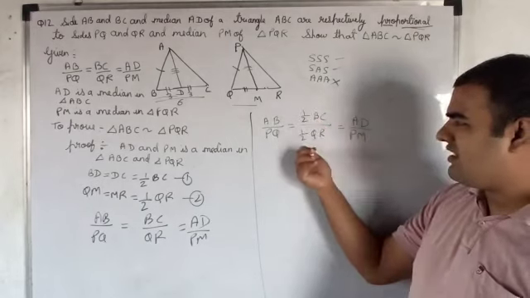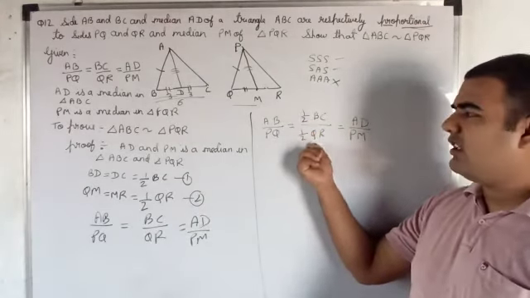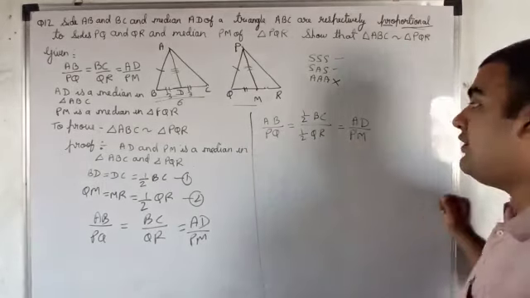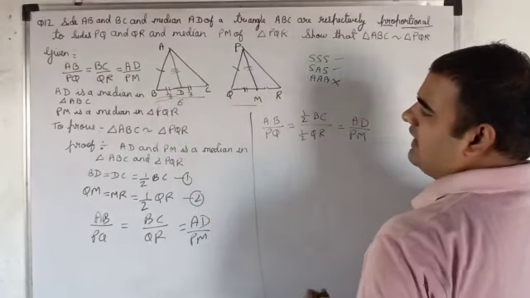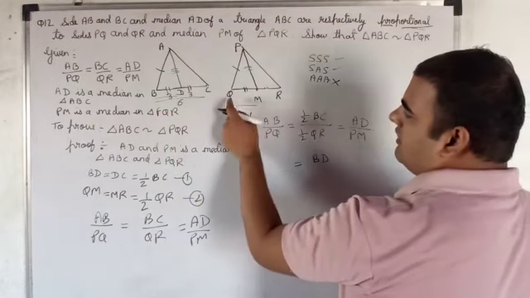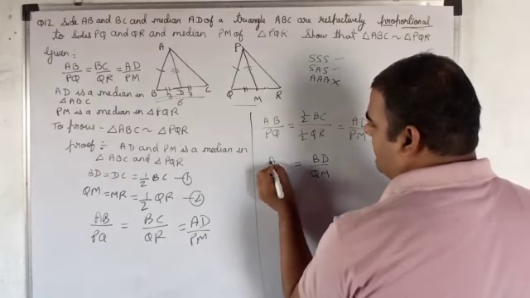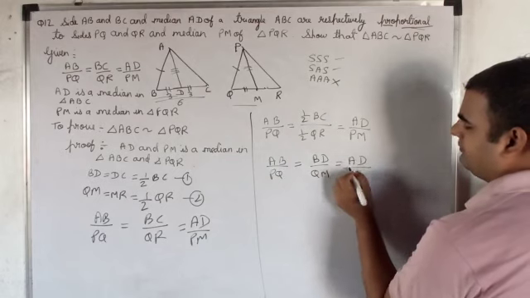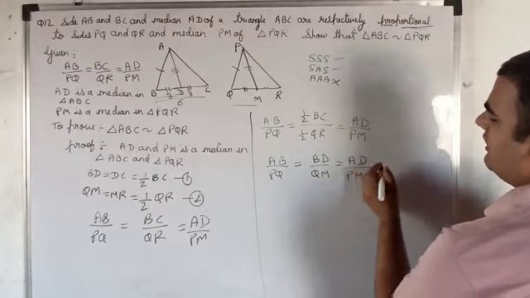Equals AD upon PM. This is known as adjustment. This half gets cancelled, right? So we are just writing half BC upon half QR, no problem. But we know the value of half BC. What is half BC? Is it BD? Right? You can say half BC is BD. And what is half QR? We'll take QM according to our requirement. So AB upon PQ equals BD upon QM equals AD upon PM. Name these as equation numbers 1, 2, 3.